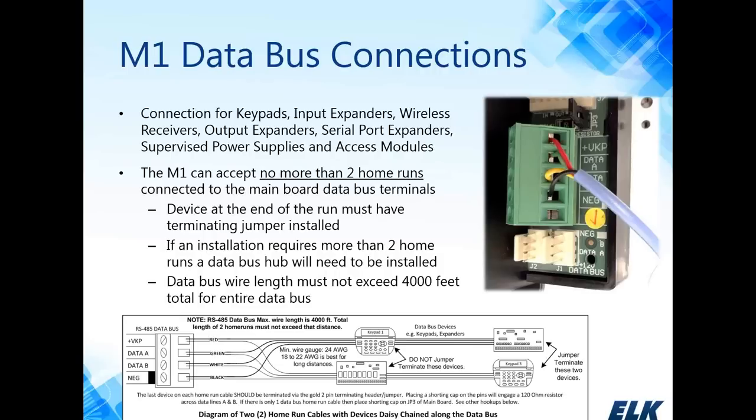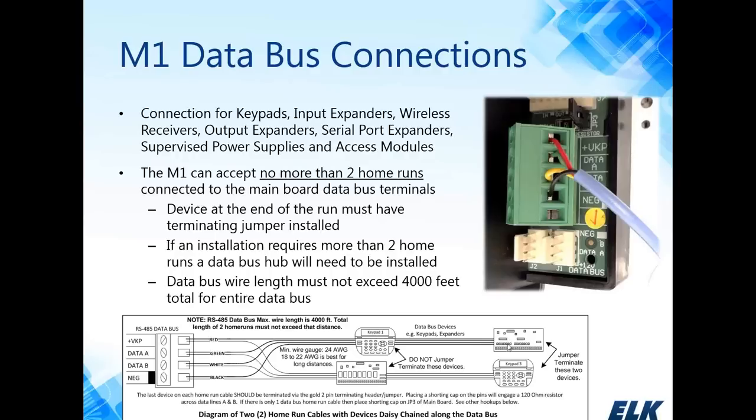You can have up to 2 home runs coming off of the M1, in which case you could daisy chain devices together, making sure not to exceed 4,000 feet for your total run. I mean, going from the M1 out to the furthest device, and then the M1 to the next furthest device on your 2 home runs. The total distance shouldn't exceed 4,000 feet.